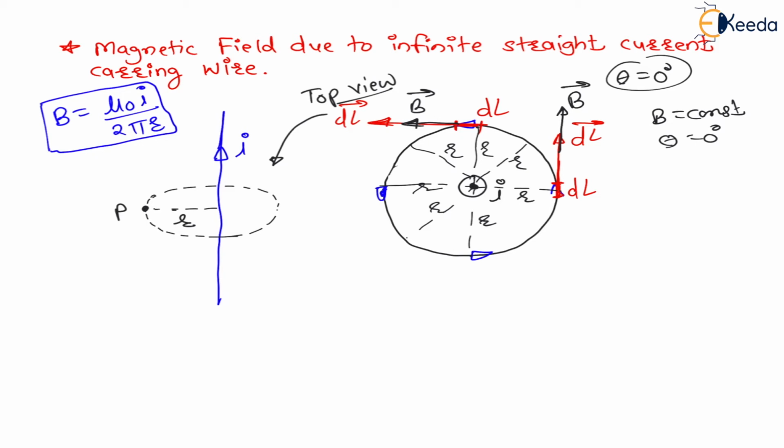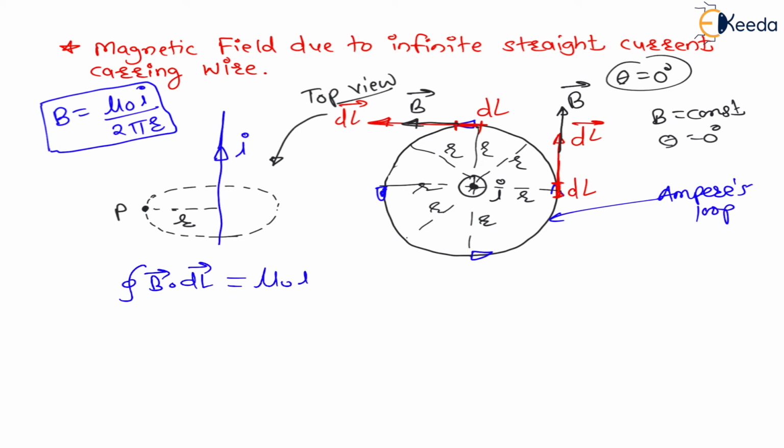Now let us apply here Ampere's Circuital Law. What is Ampere's Circuital Law? Ampere's Circuital Law says that the line integral of magnetic field for a closed loop, that is the Amperian loop, this is the Amperian loop. For the Amperian loop we have to apply the line integral, right? It is equal to mu naught I inside, and I inside is I here, right?